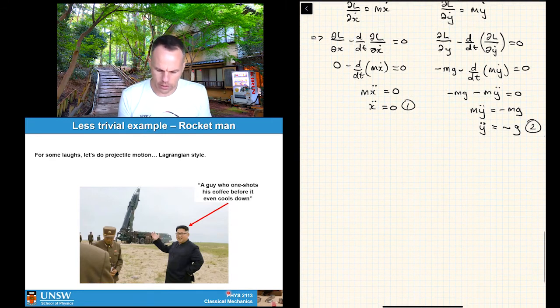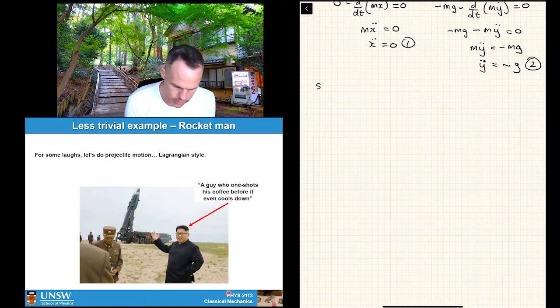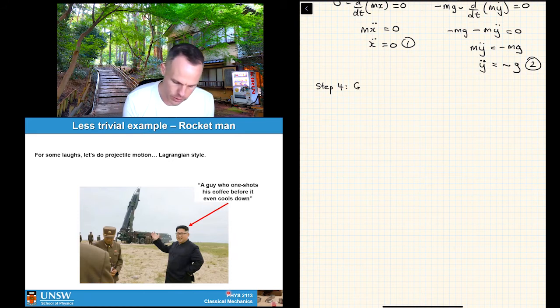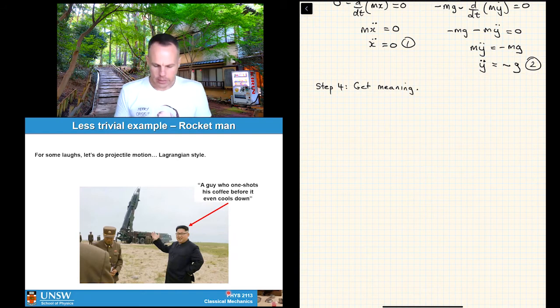That's step 3 done. Now step 4, and this is basically the one thing that makes physicists in the end: you do the maths and then you try to extract some meaning from it. Okay, so the last step in this is get some meaning. What is going on in here? Okay, so let's consider equation 1 first.